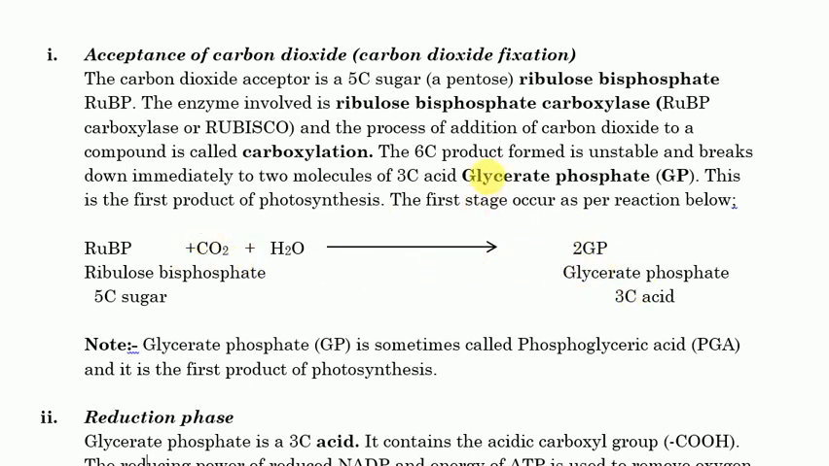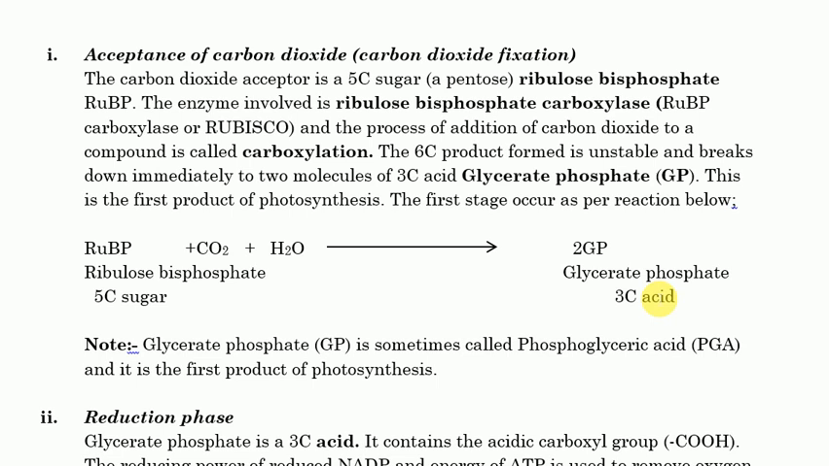Here, as we told you, a 6-carbon compound is formed in between, but it is soon broken down into two molecules of 3-carbon acids, which are glycerate phosphate, or sometimes they can be called phosphoglycerates. So this is a 5-carbon sugar, and this is a 3-carbon acid. This is ribulose bisphosphate, a 5-carbon sugar, and this is a 3-carbon acid.